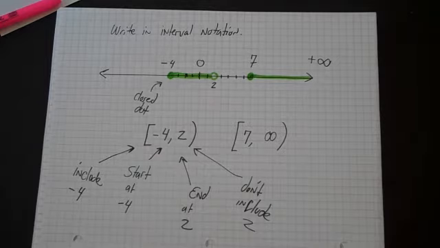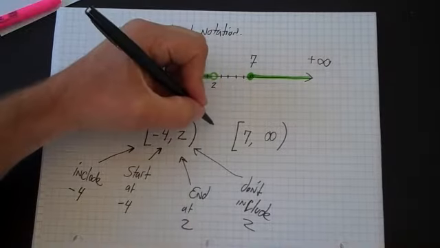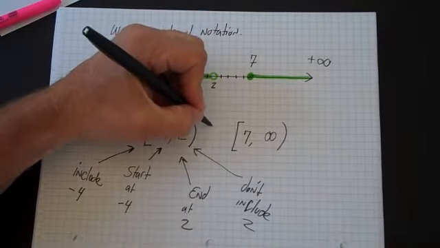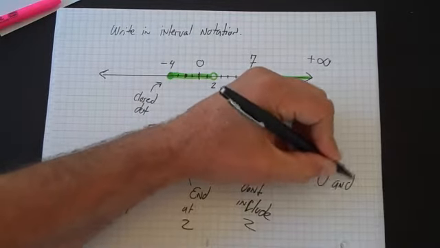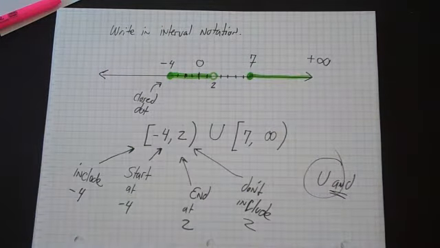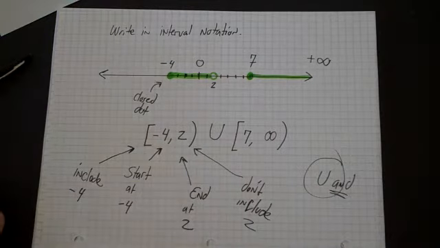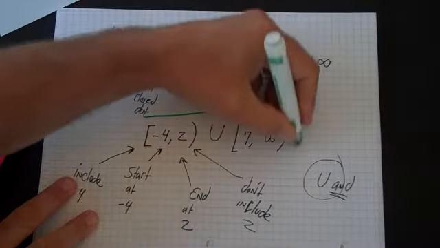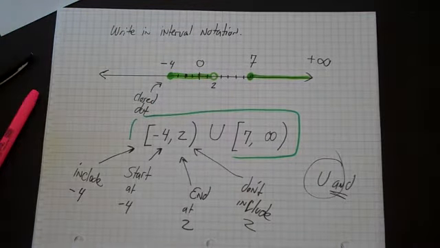Now we have two parts here, so we need to put an "and" in between. So this symbol here simply means and. That's U for union, and it just means and. And that's going to be your interval notation. So this is your final answer right here. And that's going to be the interval notation for this particular graph.